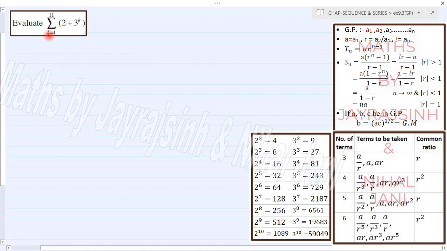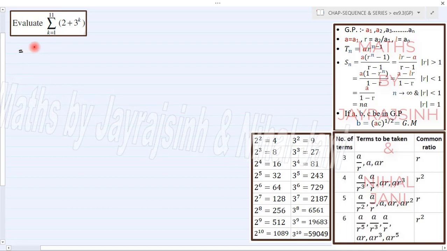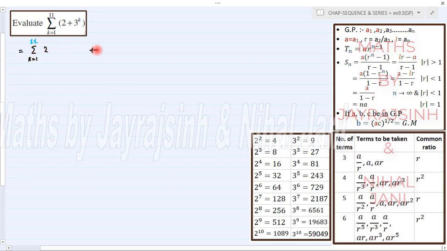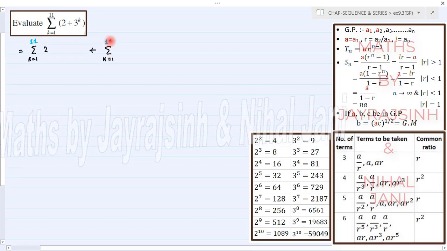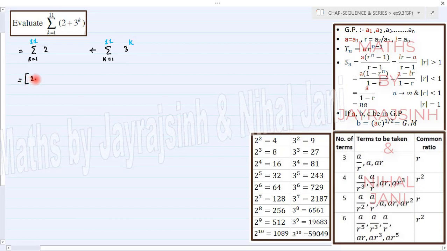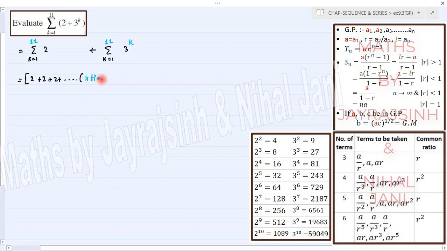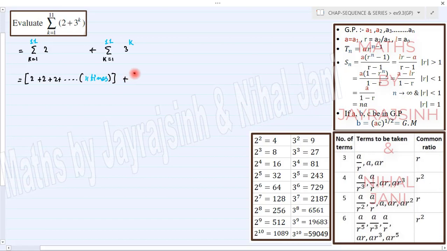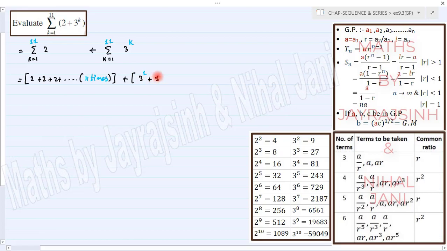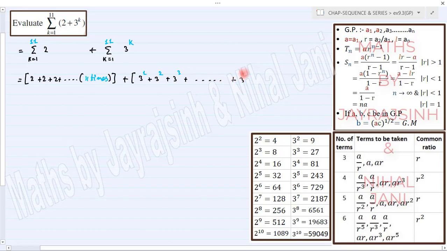In this question, we have to evaluate the summation of (2 plus 3 raised to k). Actually, we have two different series for k equal to 1 to 11: the first is for 2, and the second series is for 3 raised to k. If we expand our first series, it will be 2 plus 2 plus 2 up to 11 times. And in the second series, we will get 3 raised to 1 plus 3 raised to 2 plus 3 raised to 3 up to 3 raised to 11.